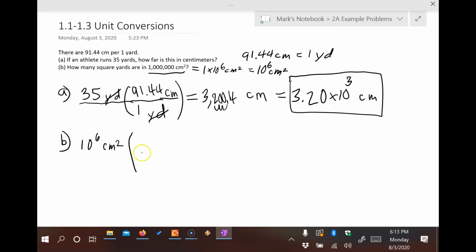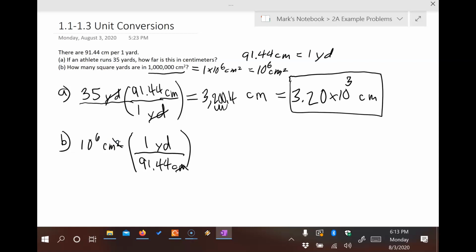I'm going to use the same conversion factor, even though it's a squared quantity here. We use the same linear conversion factor. I want to cancel out the centimeters in this case, so now I'm going to put them on the bottom and put the yards on the top. But now we notice that if we cancel out centimeters, I've only canceled out one of those two, right?